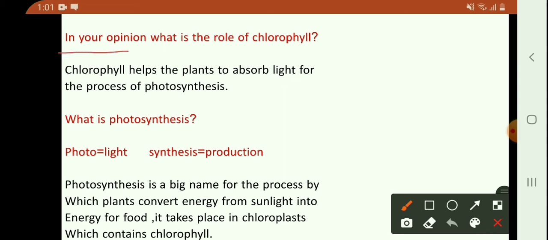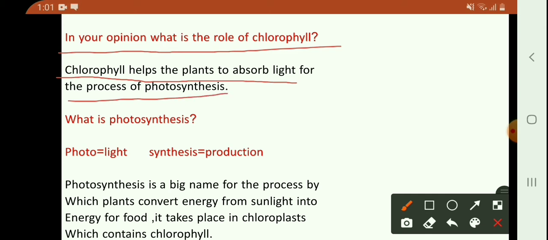In your opinion, what is the role of chlorophyll? بتعتقدوا شو هو الرول تاعول الكلوروفيل؟ Chlorophyll helps the plants to absorb light. الكلوروفيل بتساعد النبتة لتمتص اللايت الضوء for the process of photosynthesis لعملية الفوتوسينثيسيس يلي هلأ حنحكي عنها.